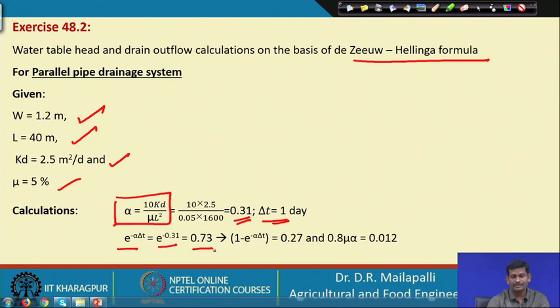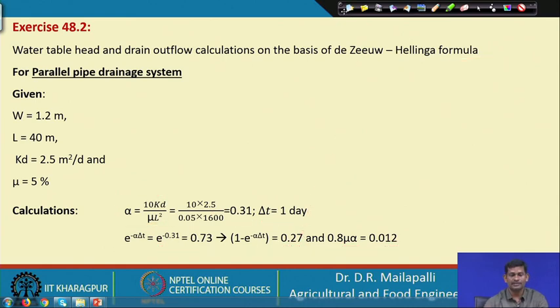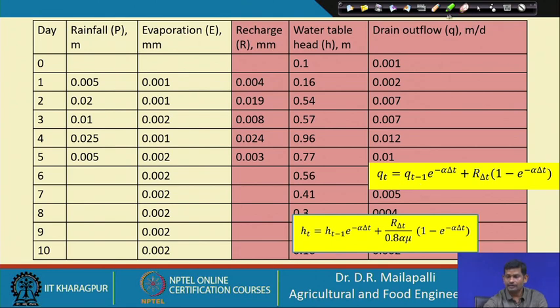Which will be 0.73, and another term you have to find out, 1 minus e power minus alpha delta t, that is 0.27, and finally 0.8 into mu alpha is equal to 0.012. So, we are going to use these values in the equations. We are going to see those equations in the next slide. Okay, and I will go to the next slide.